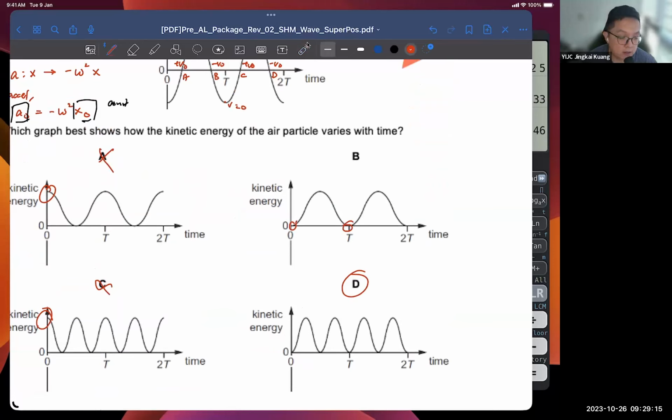X naught represents, in the velocity equation, the amplitude of your oscillation. So it's a constant as well.